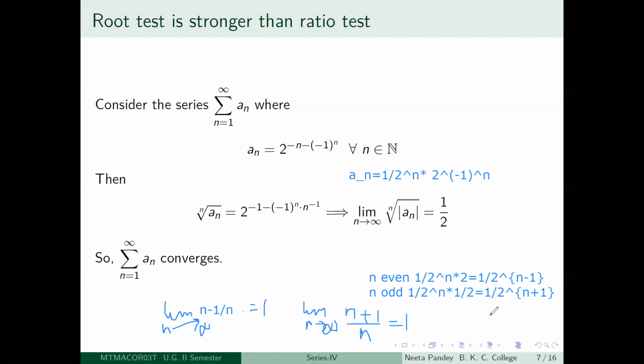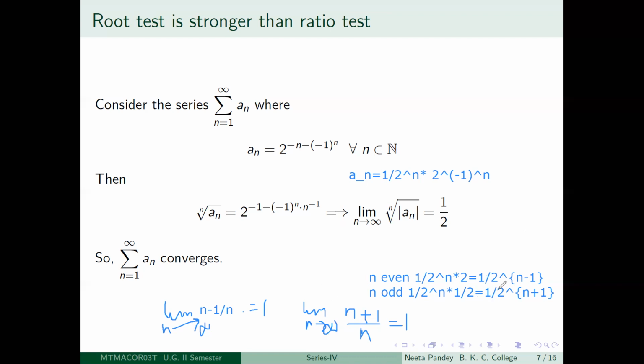So it is easy after you look at this calculation. It is just 1 by 2 to the power n minus 1 when n is even, and 1 by 2 to the power n plus 1 when it is odd. The numbers look different for different values of n, but if you look at the subsequence consisting of only even terms, that converges to half, because n minus 1 by n converges to 1. Similarly, the subsequence of only odd terms also converges to half, because n plus 1 by n also converges to 1 as n tends to infinity.